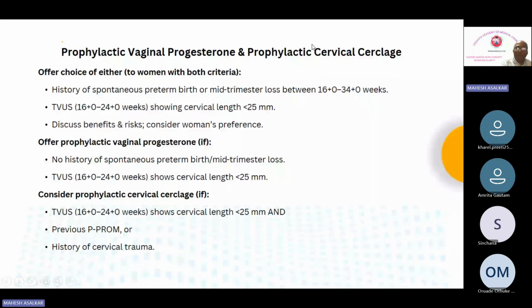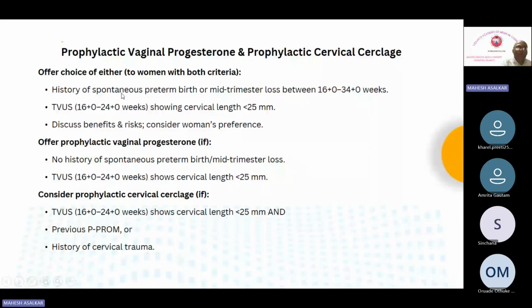When to do? It is very confusing, and every exam there is always a question here. So offer a choice of either vaginal progesterone or prophylactic cervical cerclage to women who are having both criteria. Now, what are the criteria?